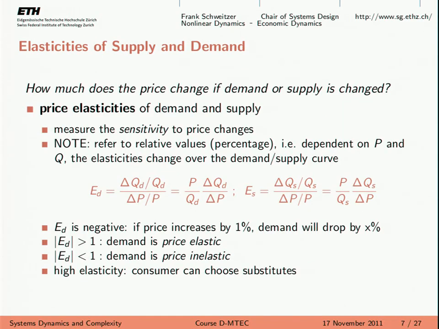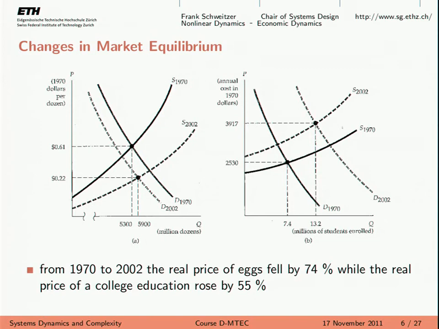Elasticities. Yes. But isn't it the case that in the dashed line, more eggs are being bought? I mean, the number is 5,900. Yes. More eggs on aggregate are being bought, because the supply increased more than the demand decreased. So that is a counterintuitive thing.